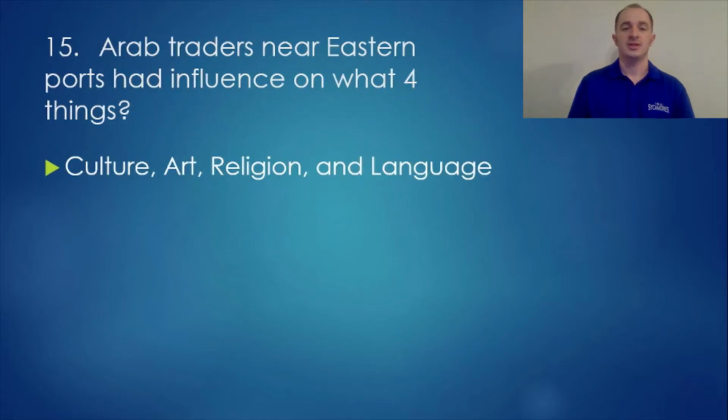Okay, number 15. Arab traders near eastern ports had influence on what four things? So that would be culture, art, religion, and language. So trading mainly through the island of Zanzibar and other eastern ports, we see them start to influence things like culture, art, religion, and language.